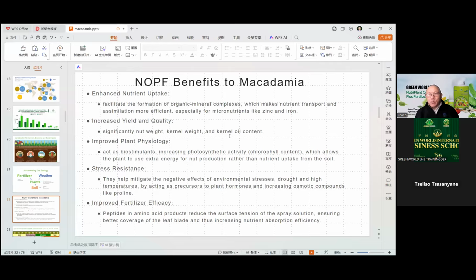There is so much detail. We can talk a lot about everything, but you can see nutrients, yield, quality, plant physiology, stress resistance. That's important because they help you work stronger, like Chinese medicine.